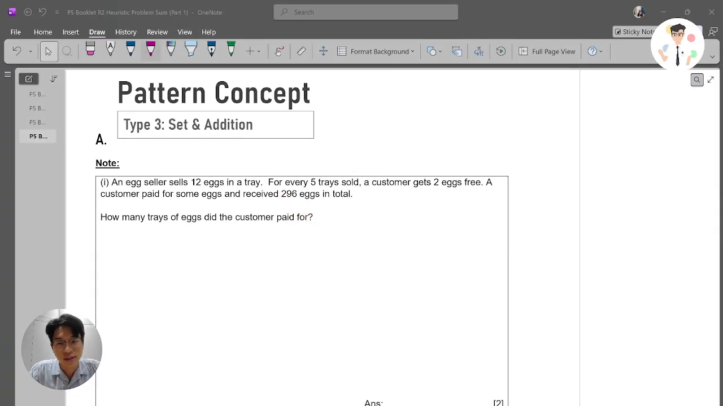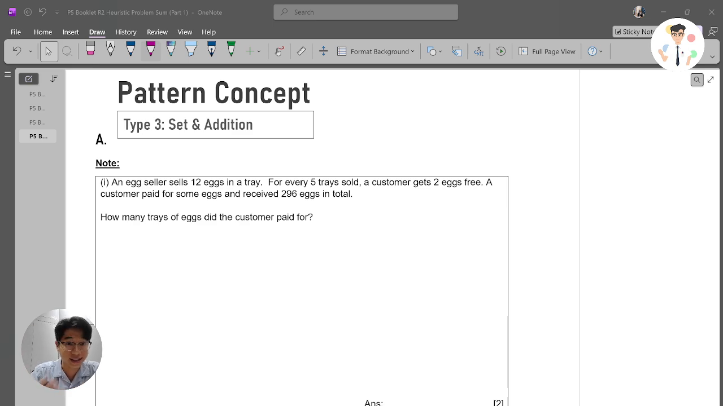Welcome back to Digital Class, and now we're looking at a new concept from the pattern concept, called Type 3: Set and Addition. Basically, when you are given a set and you complete that one set, there will be something additional added for you. So that's called set and addition.